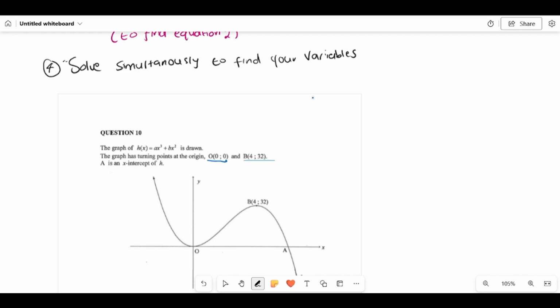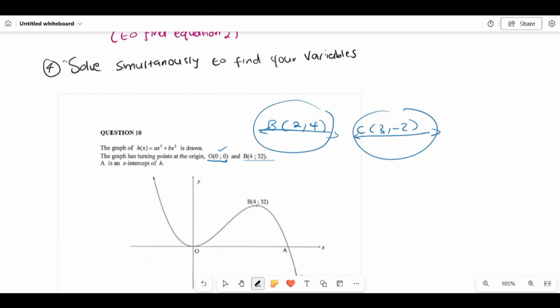Now, with regards to choosing the turning point that you're going to work on, as I've mentioned, you can choose any. But besides this turning point, which is at 0 and 0, right? Whenever you're choosing a turning point, try to choose the turning point that has actual values. Like, for example, let's say this graph had turning points at B, which is at, I'm just making an example, 2 and 4, as well as at C, which is at 3 and minus 2. With regards to this one, you can either choose your C or your B, right? You can choose any because both of them have actual values.